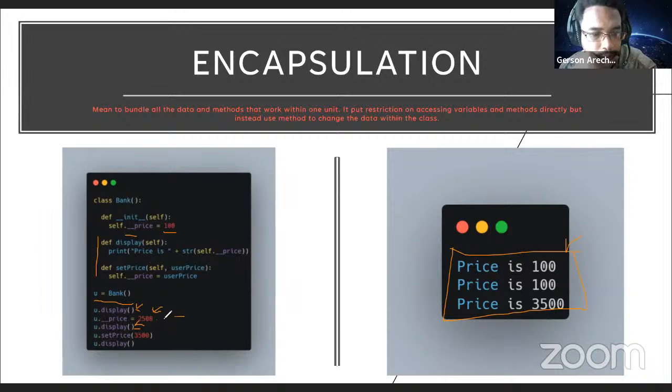But when we try to change it manually and display afterward, it is still 100. I know earlier I showed you how to change the value, but now when you try to change the value, it doesn't work. The reason is because it's private, and the only way to change it is inside a class method. So you have to create a method called set price, and it will change the value.